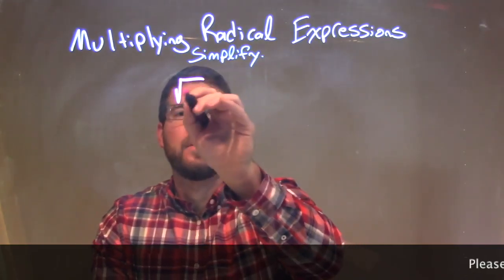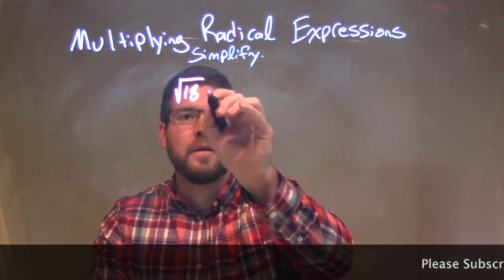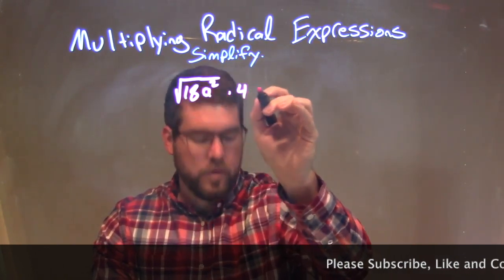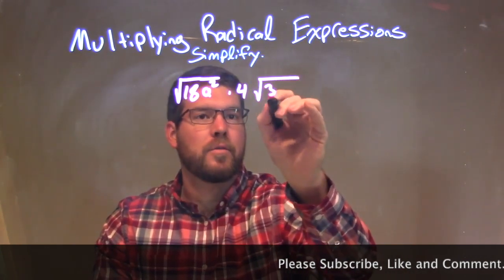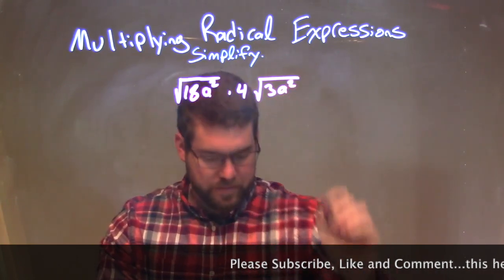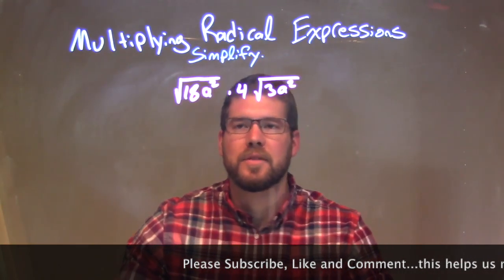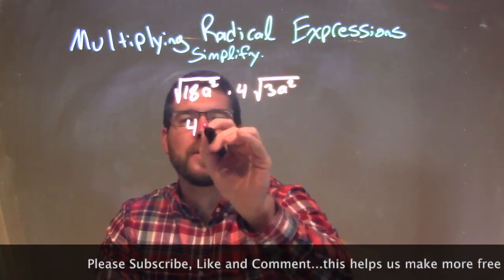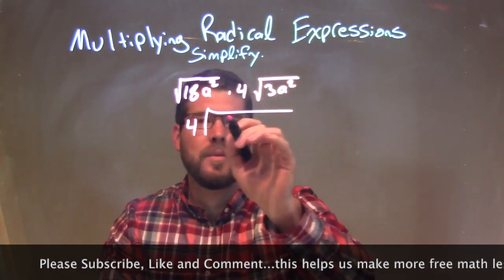Square root of 18a squared times 4 square root of 3a squared. Well, what I'm going to do here is combine this to be one big square root. The 4 still comes out front, so we have 4 here. The square root here, since this will be multiplied, we can do that.